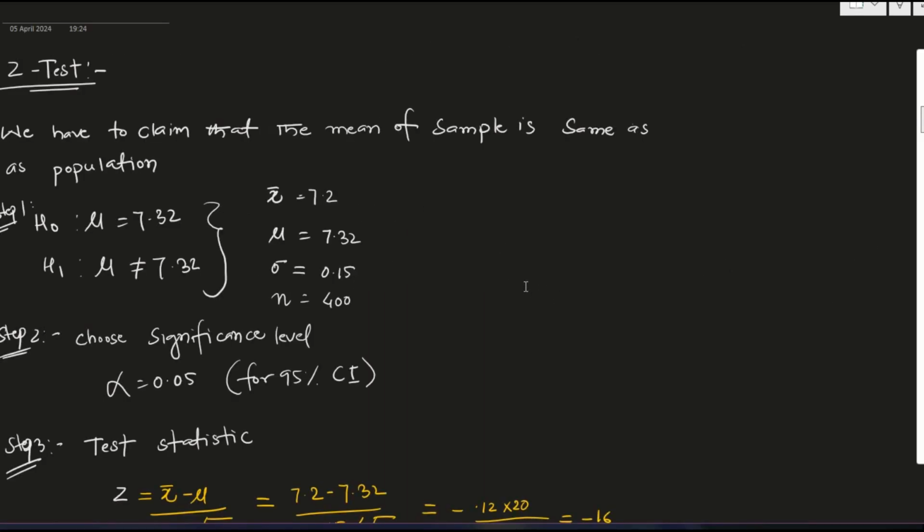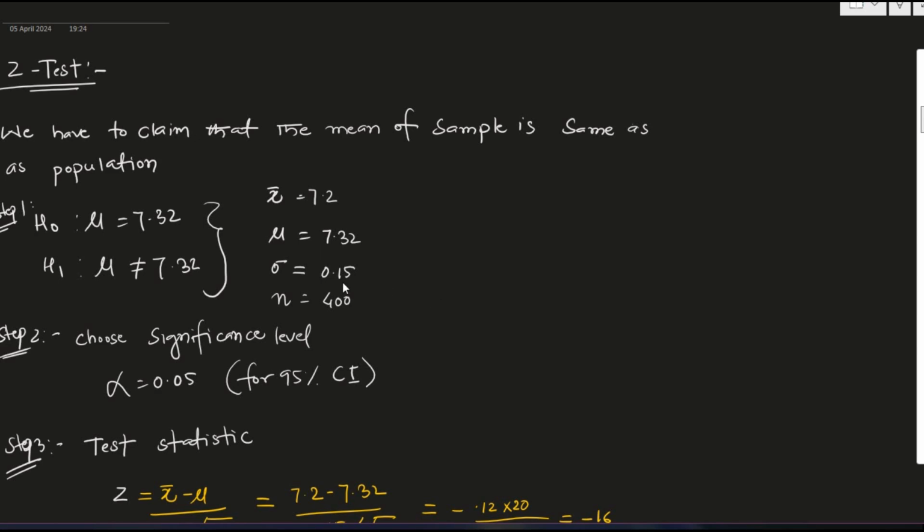It was 7.2 seconds, and 0.15 seconds was the standard deviation. Now the question was: is the sample from the large population of mean performance 1.32 seconds and standard deviation 0.15 seconds? So basically, they are claiming whether the sample is from the same population or not.